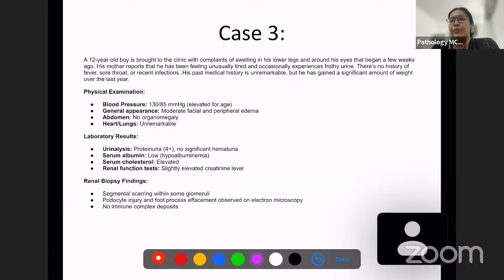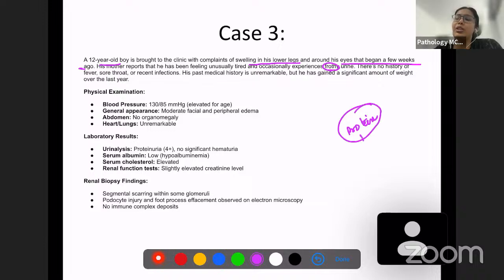So next one is case 3. Case 3 is a case of a 12-year-old boy who is brought to the clinic, and he complains of swelling in his lower legs and around the eyes, which began a few weeks ago. His mother reports that he is feeling unusually tired and experiences frothy urine. Now remember, frothy urine means protein in the urine. Protein in the urine gives a frothy appearance.